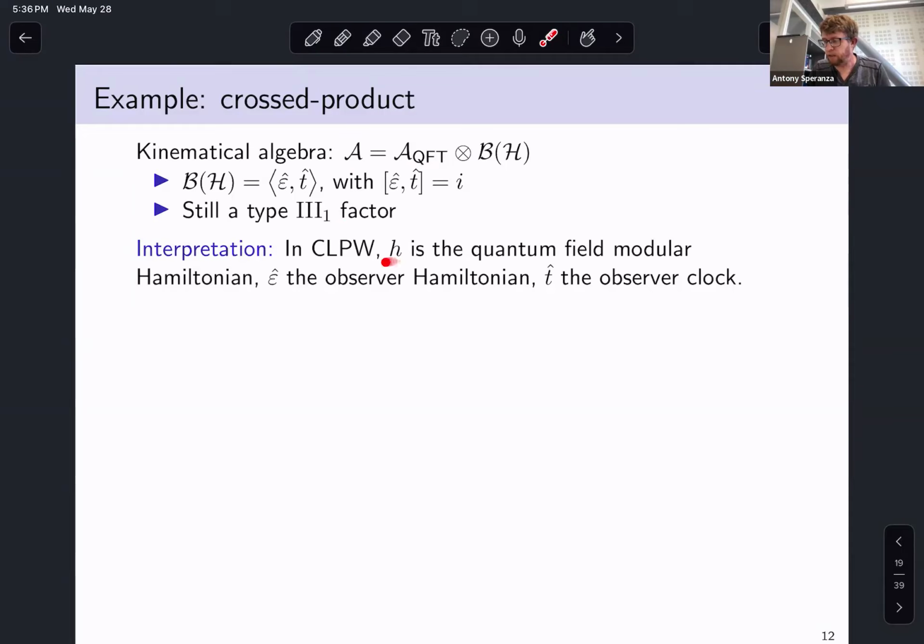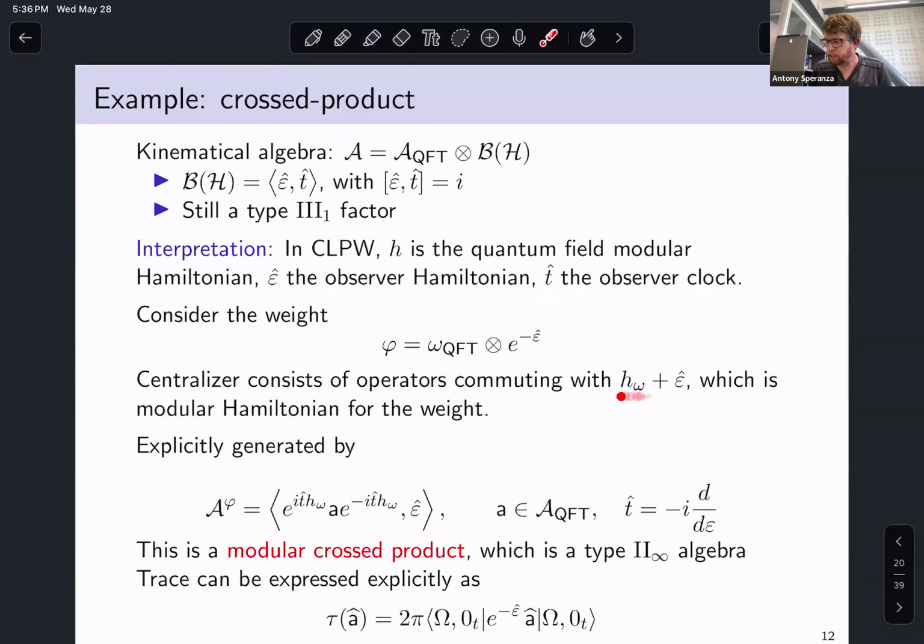So in this case, you have little h, the quantum field modular Hamiltonian, and then epsilon is the observer's Hamiltonian, and t is the observer's clock. And you're looking for operators that commute with h plus epsilon, which is the overall boost flow here. So this operator here is actually the modular Hamiltonian of the following weight. You can take whatever your quantum field theory state is here and just tensor in this Boltzmann-like weight for the observer Hamiltonian. Now, since epsilon goes from -infinity to infinity, you can see that this isn't really normalized because you'll get a divergence from here. But as long as you write down operators that damp out the contributions at negative values of epsilon, you'll get finite expectation values in this weight.